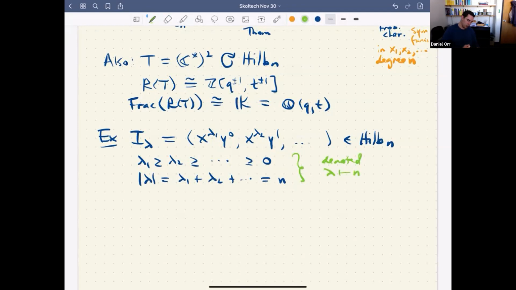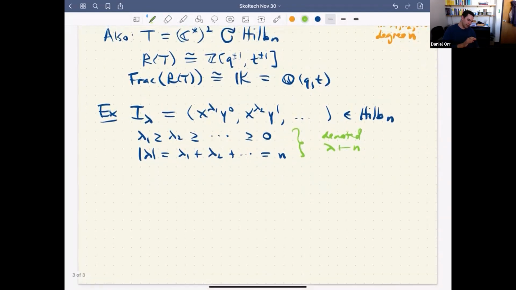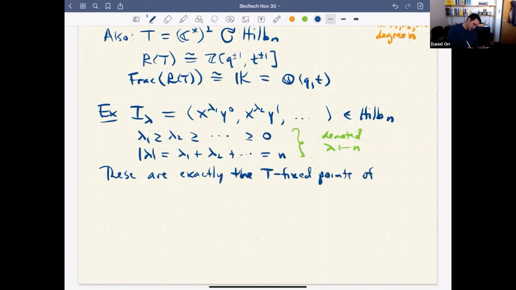And what's important about these, so these are ideals: their codimension is exactly n. And these are exactly the T fixed points. Right, so T acts by scaling. It will just scale x and y. And so each generator is just a monomial. It will get sent to a multiple of itself if you act by an element of T. And so the ideal is preserved. And these are all the T fixed points.